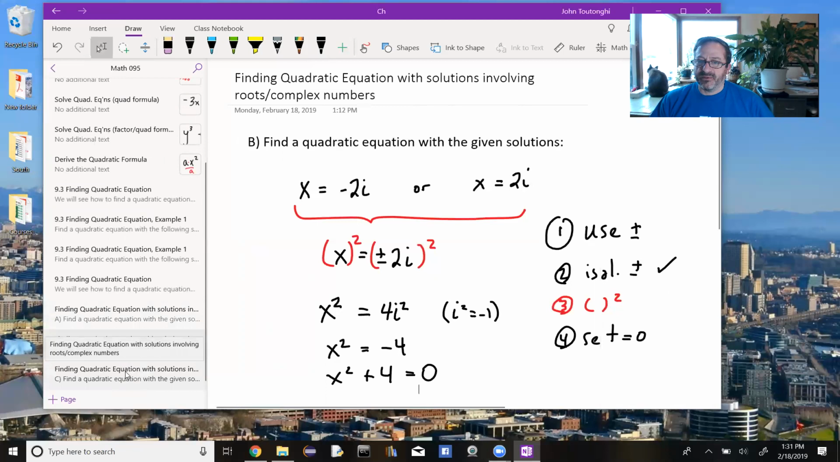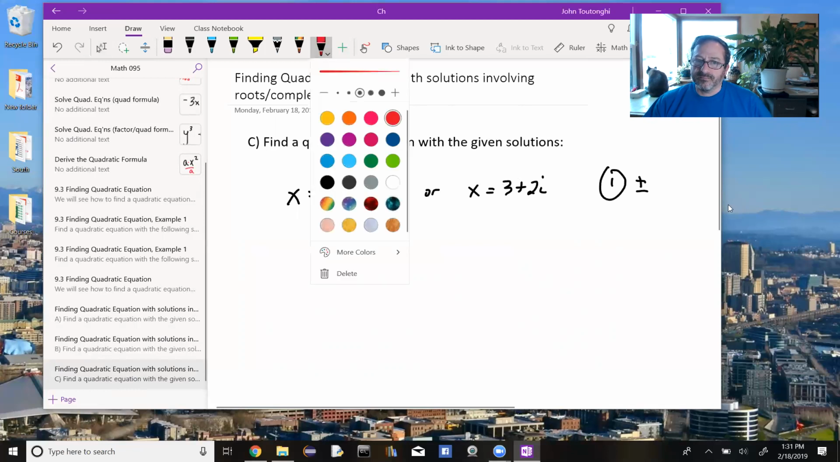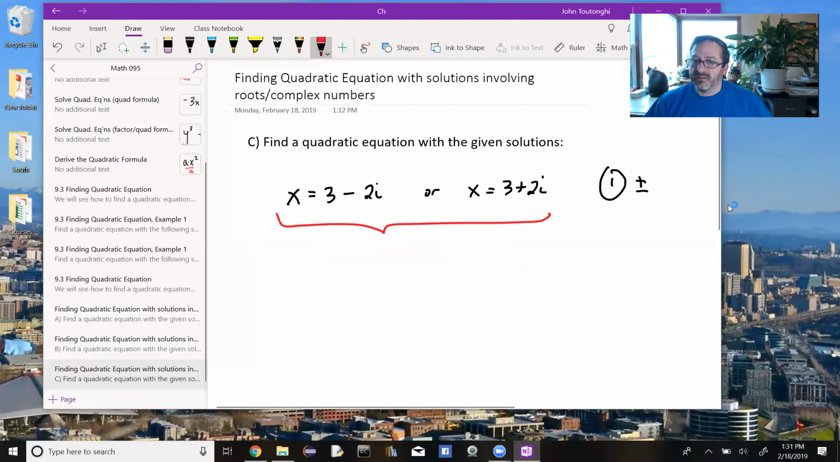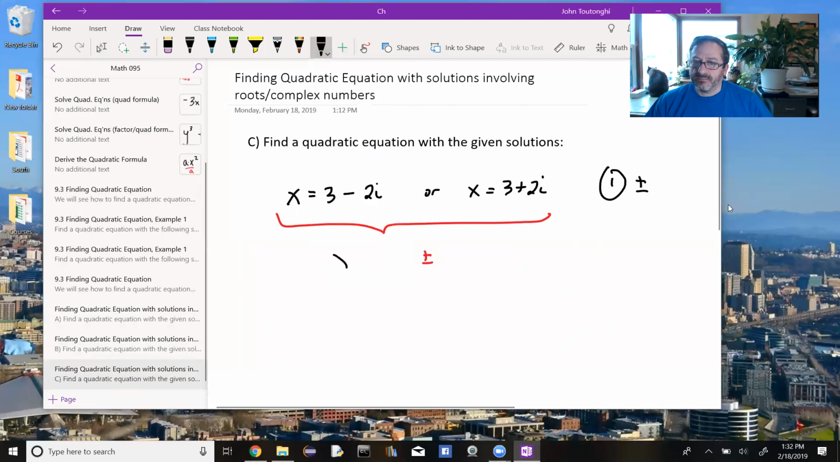And then my final example has x equaling 3 minus 2i or x equaling 3 plus 2i. So again, we recognize that it has roots or i's, and we combine to a single equation utilizing the plus or minus. So pull those over, plus or minus here. I get x equals 3 plus or minus 2i.